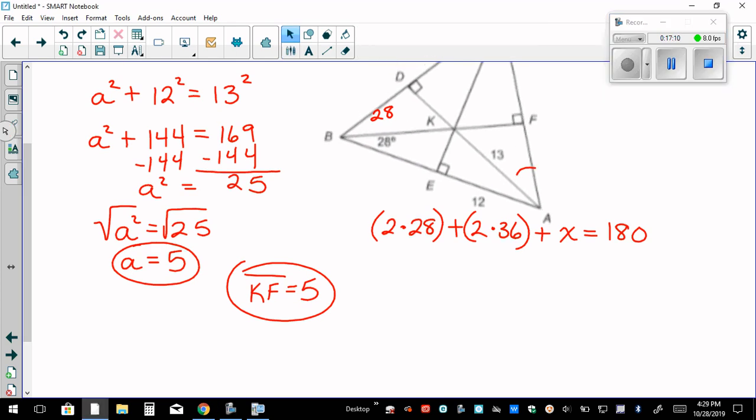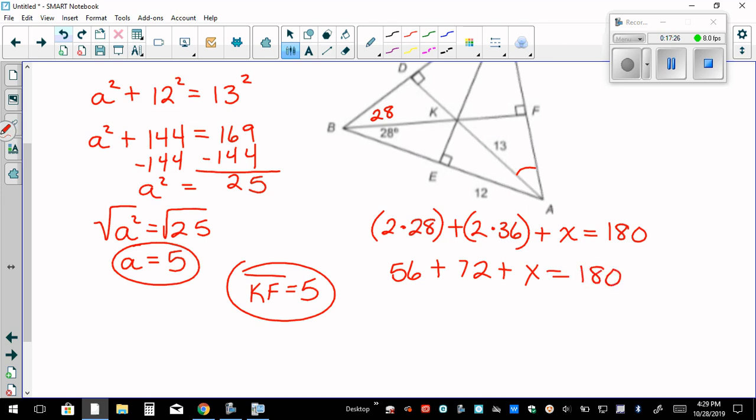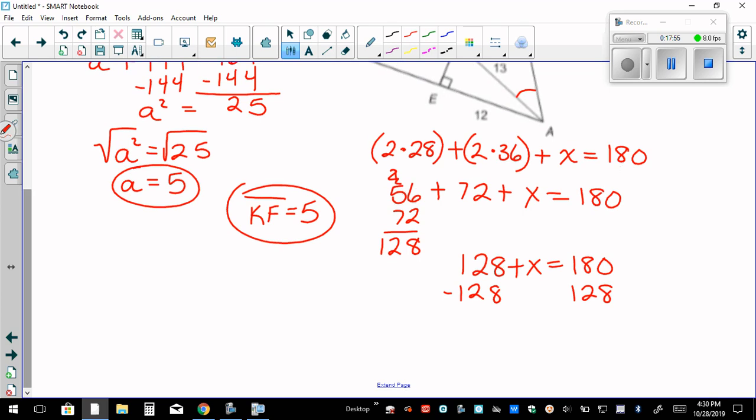Okay, so if we do the math, we get 28 times 2 is 56, plus 2 times 36 is 72, plus some number X equals 180, okay? Add 56 to 72, so that's going to be 128. So on the left side, we're going to have 128 plus X equals 180. If I subtract 128 from 180, it's going to leave me X on this side. And over here, we're going to have 52. So X is 52, but now notice X is the whole angle, right?